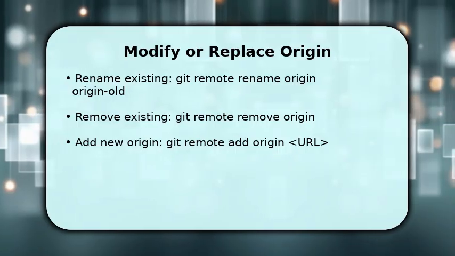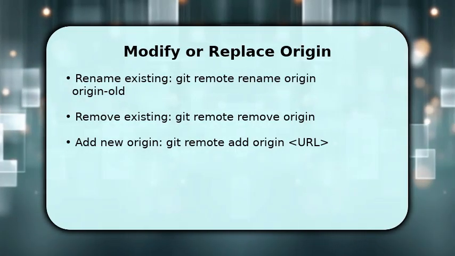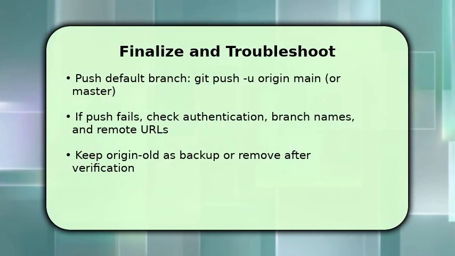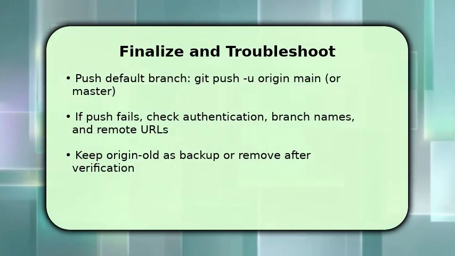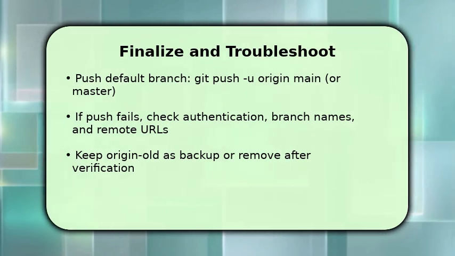If you used SSH keys, make sure your agent is running and your key is loaded before pushing. Finish by pushing your branch. git push -u origin main, or the branch you use. Once the push succeeds, the new origin is active.